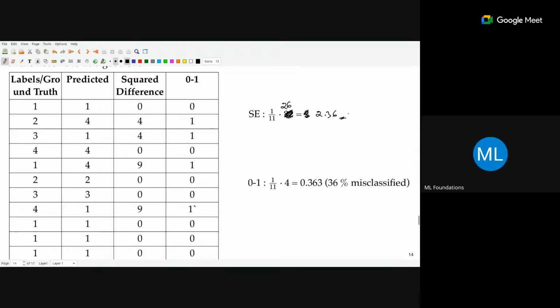And the 0-1 error is basically: if predicted and actual are equal, there is no error, that will be 0. If the predicted is not equal to the actual, then it will be 1. So just put zeros and ones accordingly. It will be 0, 1, 1, 0, 1. So 1 because 1 is not equal to 4, and 0 because 2 is equal to 2. 3 is equal to 3, 0. Like this, we will have 4 ones out of 11. So 4 by 11, which is 0.363. So we say 36% are misclassified. Okay, that's how we will represent the error.